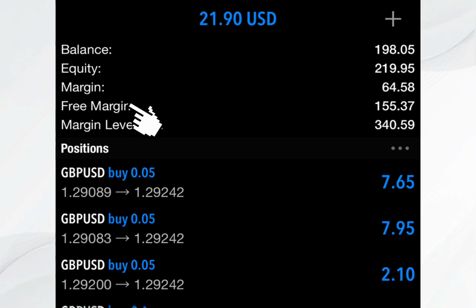So free margin is an important indicator, because it indicates that you have free margin to open more trades. And if your free margin is very low, it indicates that you're not able to open more trades. In case you want to increase your free margin, you can do so by increasing your leverage.